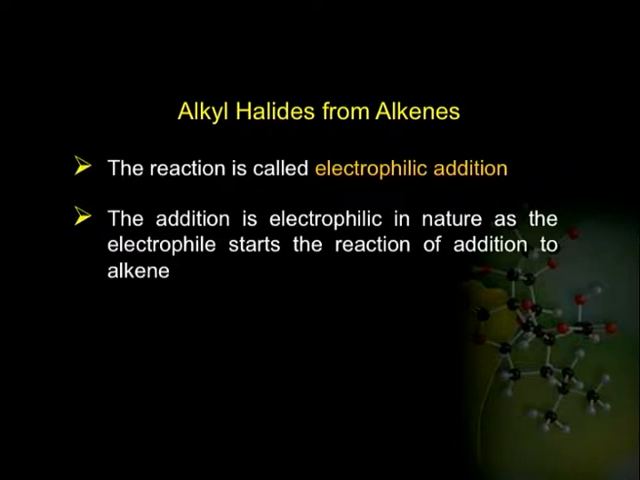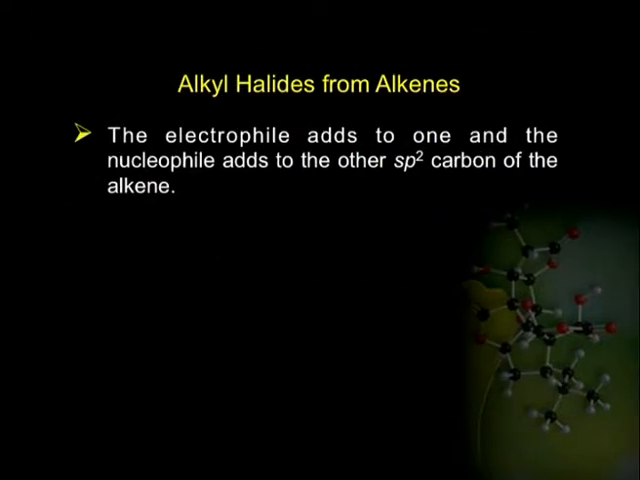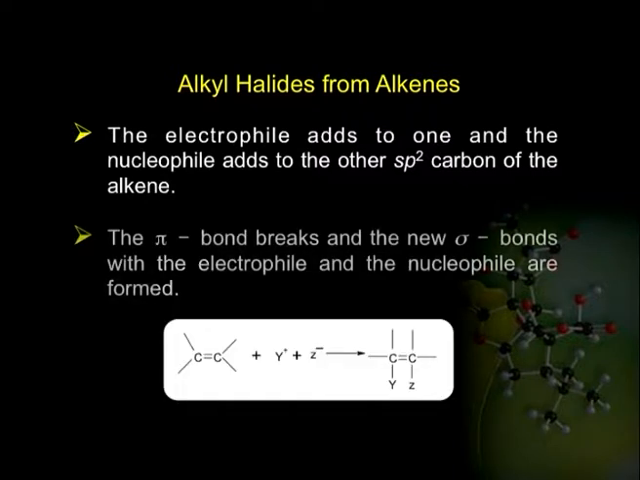The electrophile starts the reaction of addition to the alkene, and in this reaction the electrophile comes from the halogen or its acid, and the alkene double bond is the nucleophilic center. So, the electrophile adds to one and the nucleophile adds to the other sp2 carbon of the alkene. This can be understood by seeing this reaction.